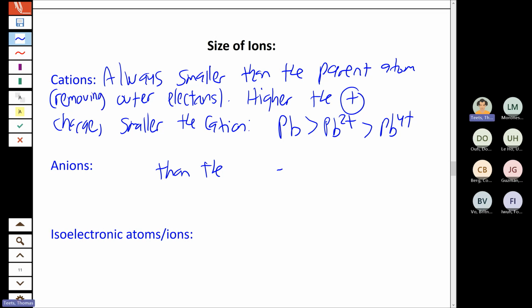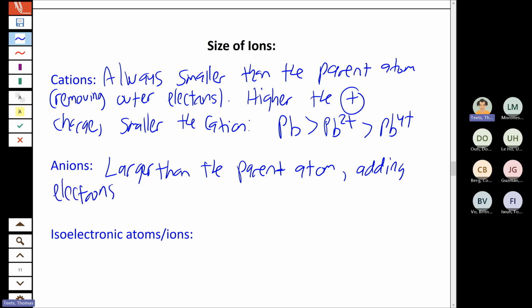All right, so then the anions are going to be larger. Really opposite story here for anions. Larger than the parent atom. And this one is maybe not as obvious. Why? Because we're adding electrons to the same subshell.